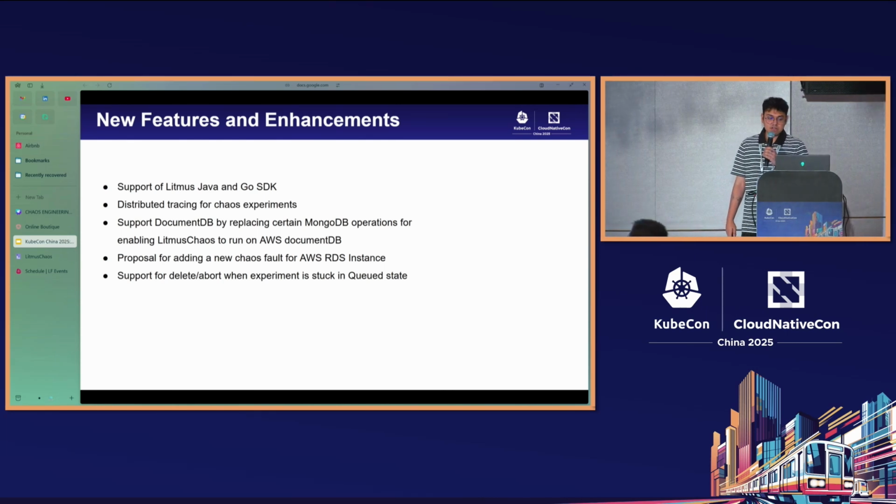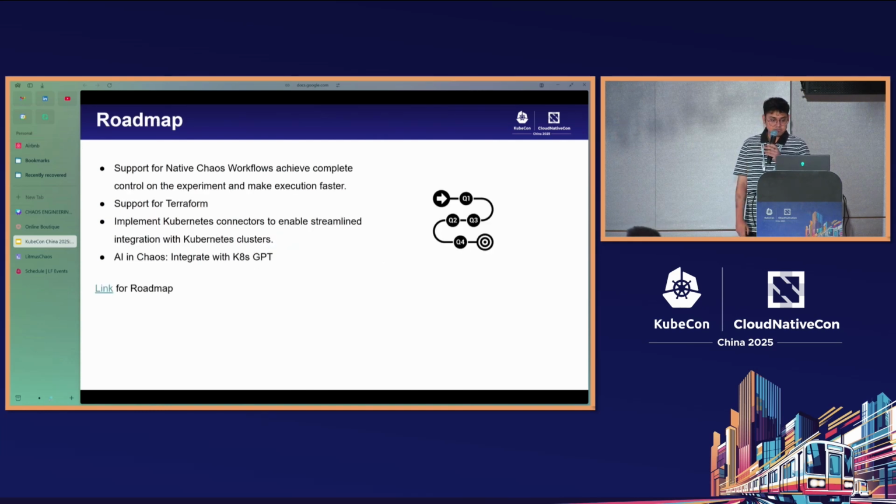We, of course, have another proposal of adding a chaos fault for AWS, which is AWS RDS, sort of creating a blueprint so people can expand it further into something else, something of their own choice via the chaos charts. And we are also adding support for delete abort when an experiment is stuck in the queued state.